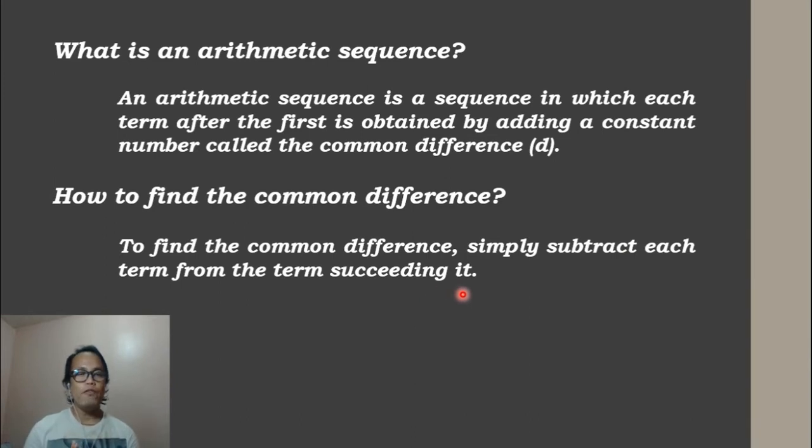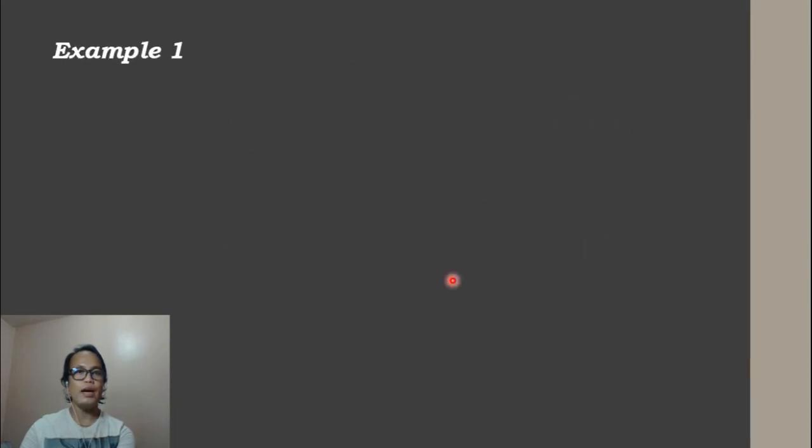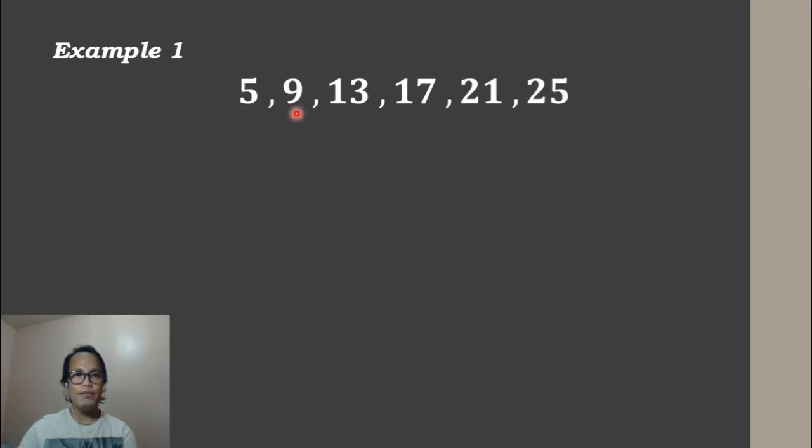To understand more fully the definition of an arithmetic sequence and finding the common difference, we proceed directly to our examples. Example number 1. We are given the arithmetic sequence 5, 9, 13, 17, 21, and 25. In this sequence, we have 6 terms: the first term, the second term, the third term, the fourth term, the fifth term, and the last term or the sixth term. So how do we find the common difference of this sequence?